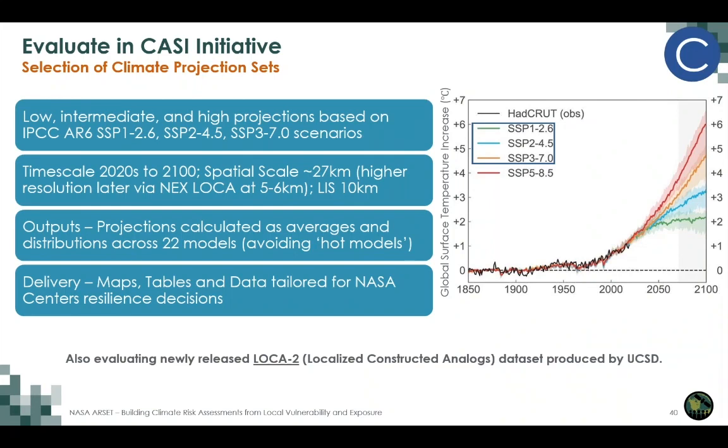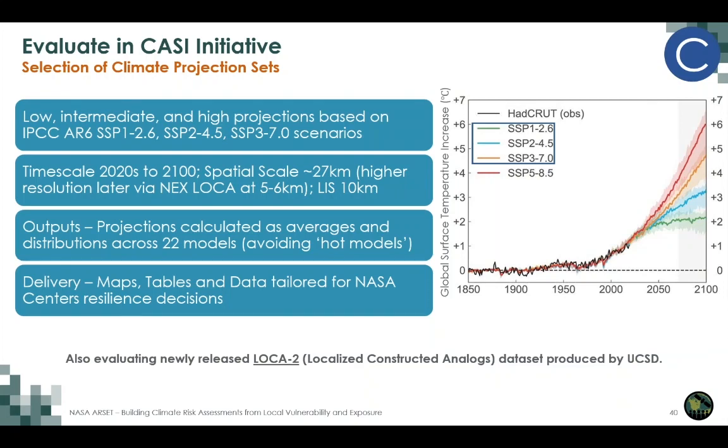Within CASI, we look at timescales from the 2020s out to 2100. NEX GDDP allows us to get to a spatial scale of about 27 kilometers. And you can see in a few slides some other data sets that we are using to augment, including the NEX LOCA data set, and the land information system, which we will describe in future slides.